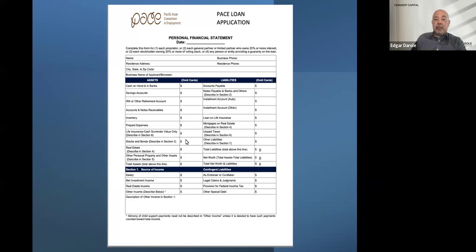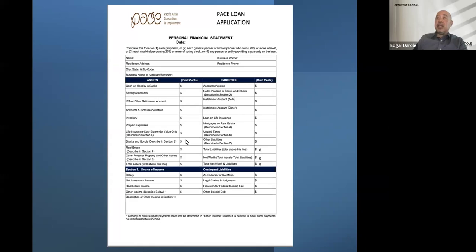And you can list it and describe what it is. Now, contingent liability. What that means is if you have co-signed for a relative or a friend, or you have some other liabilities that are not directly attributed to you, then you can put in there the amount of your contingent liabilities. Legal claims and judgments must also be put in there. What that means is, let's say you got sued and there's a judgment against you, or there are some legal claims, then you have to put that amount under contingent liability.